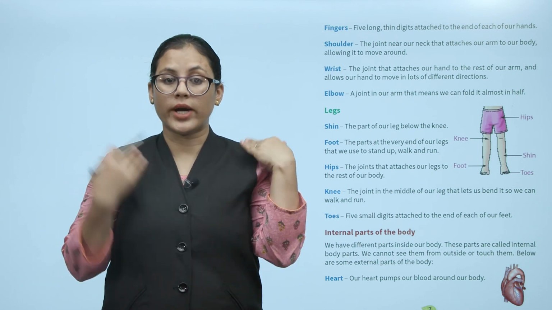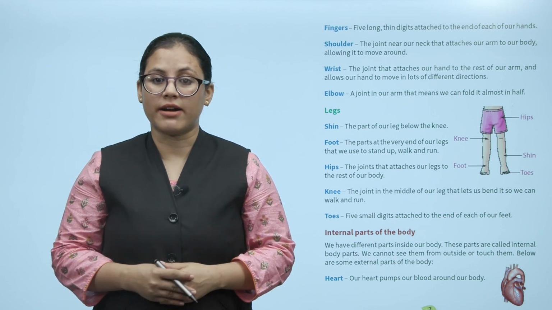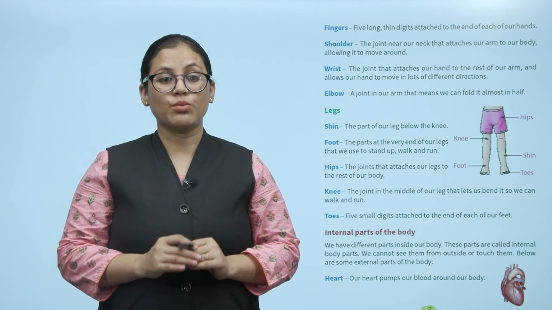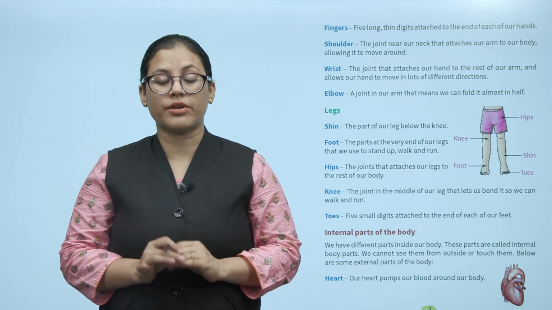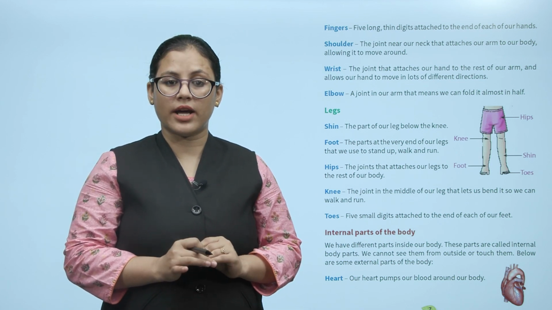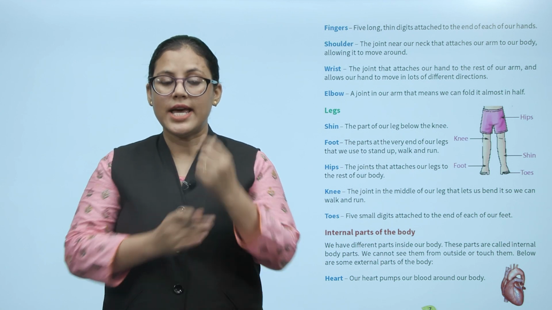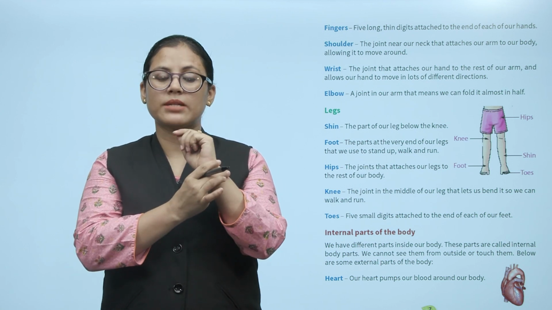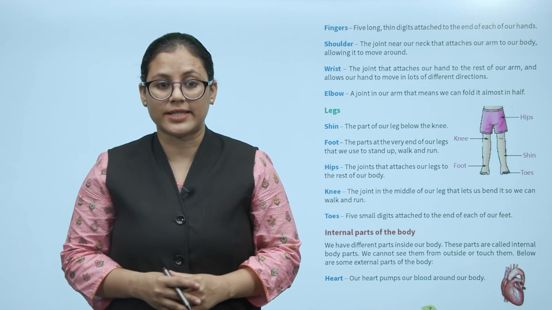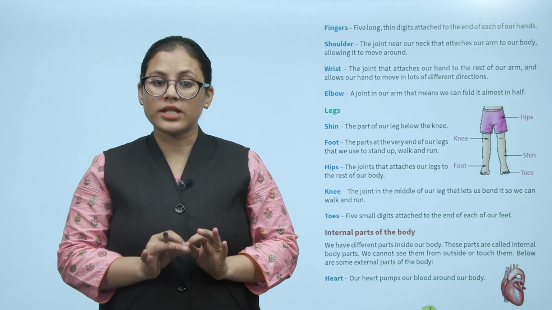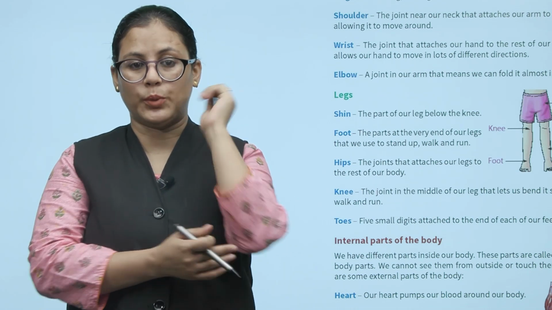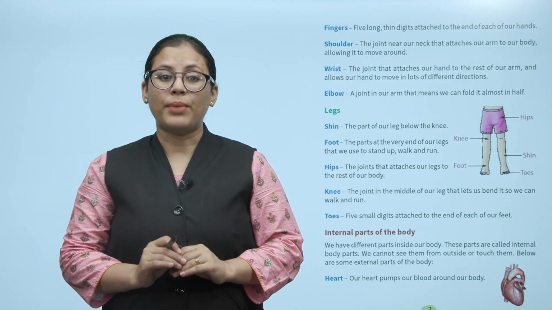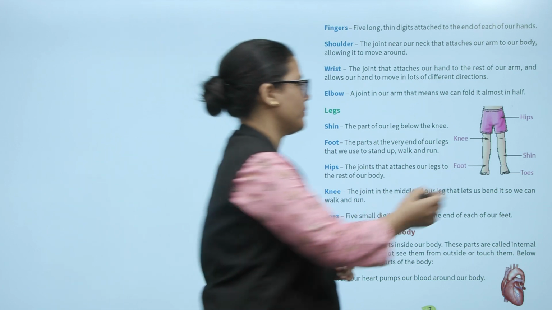Shoulder, the joint near our neck that attaches our arm to our body, allowing it to move around. Wrist, the joint that attaches our hand to the rest of our arm and allows our hand to move in lots of different directions. This is our wrist और इसकी वजह से हम अपने hand को different direction में move करते हैं. Elbow, a joint in our arm that means we can fold it almost in half. This is our elbow.